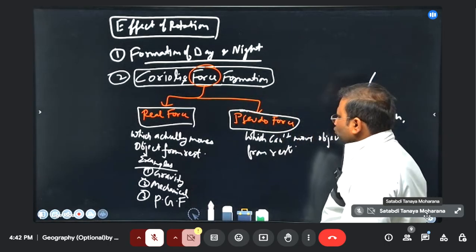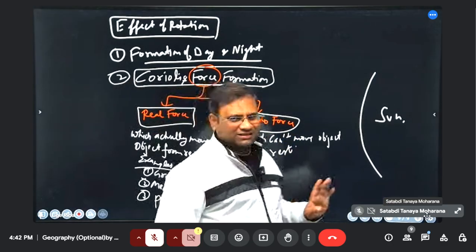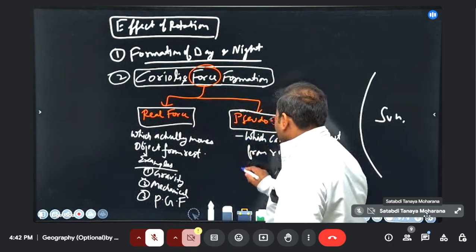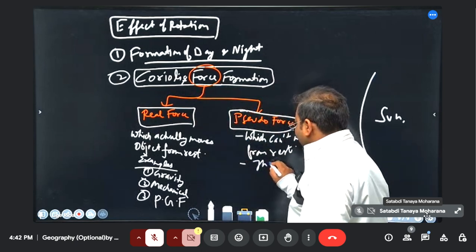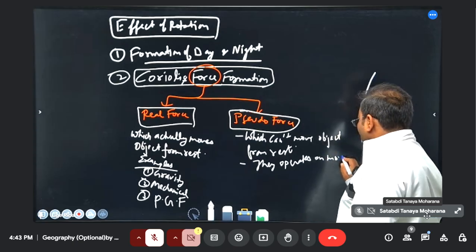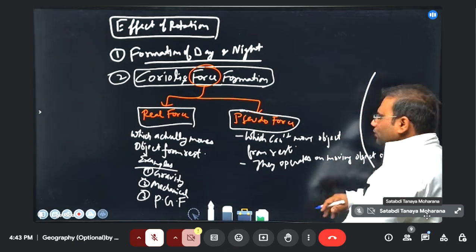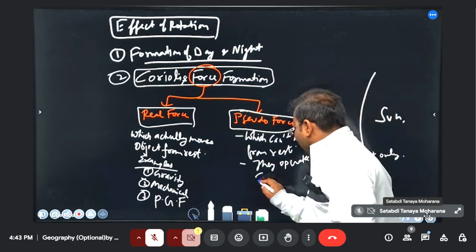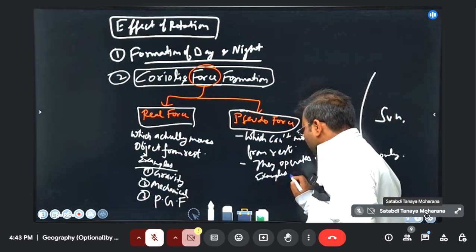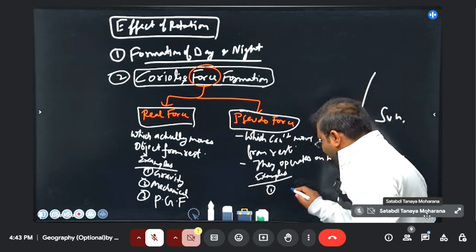Okay? Pseudo forces can't move an object from rest, but they operate on moving objects. Right? So you can say they can't move an object from rest, they operate on moving objects only. So if some object is moving, then they can operate. Like examples. क्या क्या examples है? Number one, see, friction force.